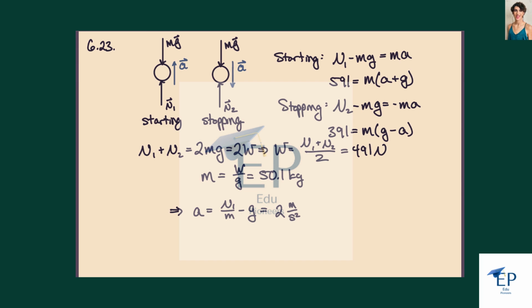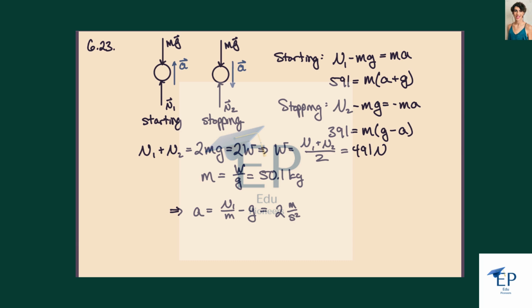In the first case, we do a force balance in the vertical direction. Well, in both cases, we do a force balance in the vertical direction. And we see in this case, we get N1 minus mg equals ma. In this case, we get N2 minus mg equals minus ma. And we know what N1 and N2 are.